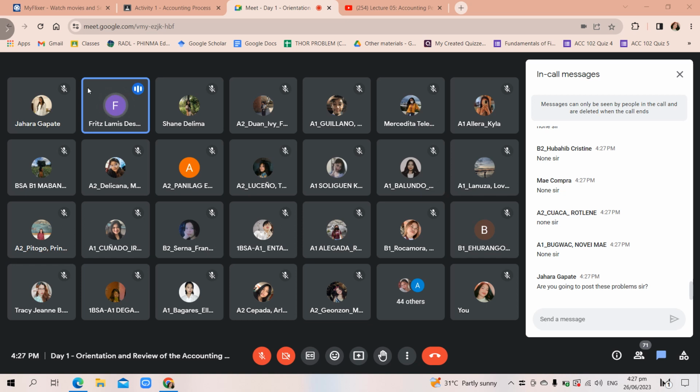Number 1, letter C. Number 2, letter A. Number 3, letter E. Number 4, letter C. Number 5, letter B. Number 6, letter B. Number 7, D. Number 8, D. Number 9, C. 10, D. 11, D. 12, C. 13, D.